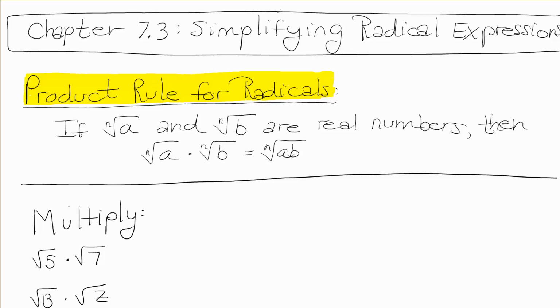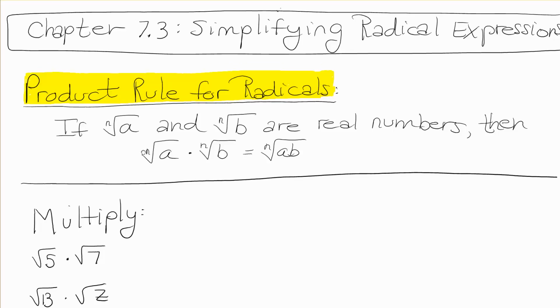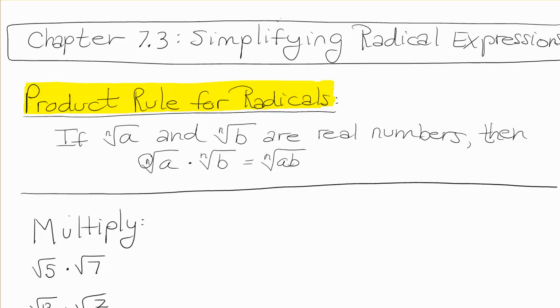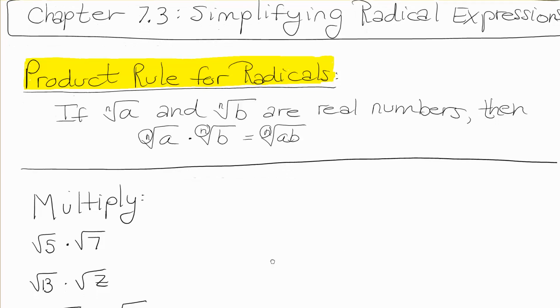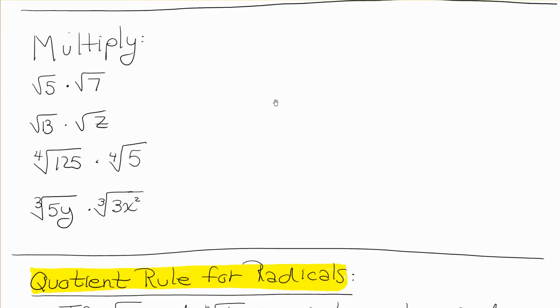radicals. And the product rule states if the nth root of a and the nth root of b are real numbers, then the nth root of a times the nth root of b is the nth root of a times b. So what we're going to look for when we're combining radicals together is we're going to look at the index of the two radicals, and if they are the same, we can combine it under one radical with that same index, and we can multiply the two terms under those radicals. So let's go ahead and practice that.